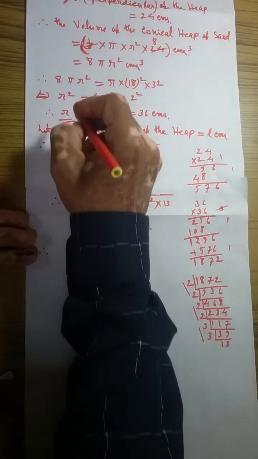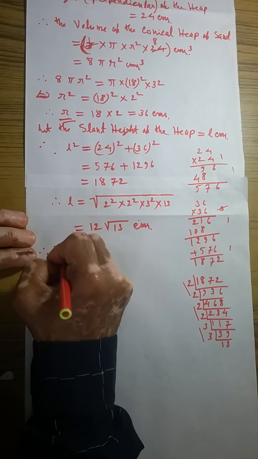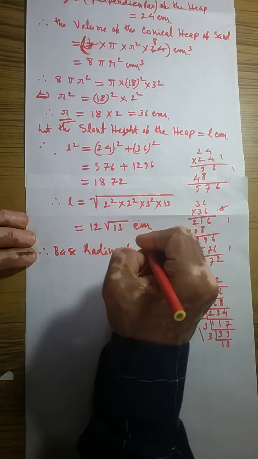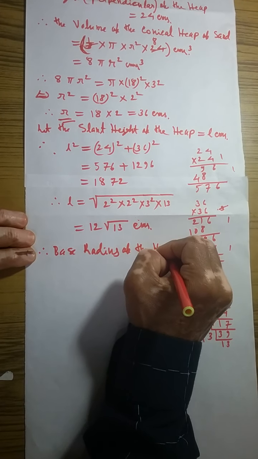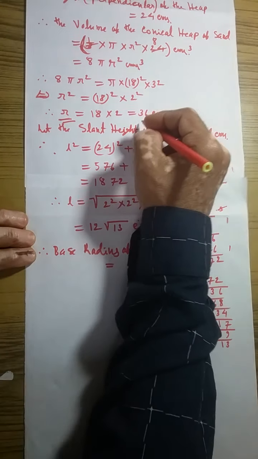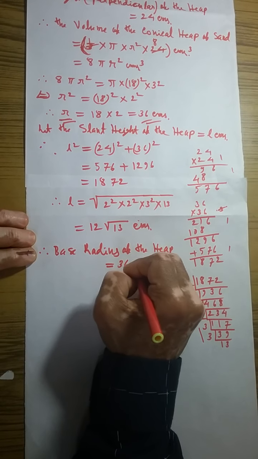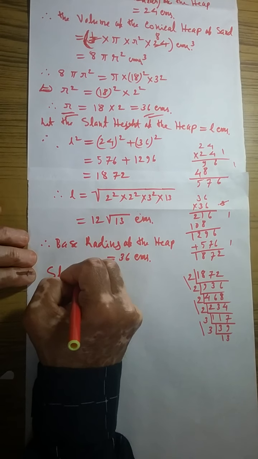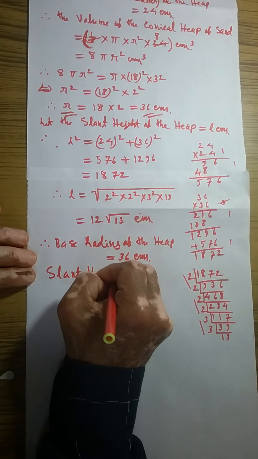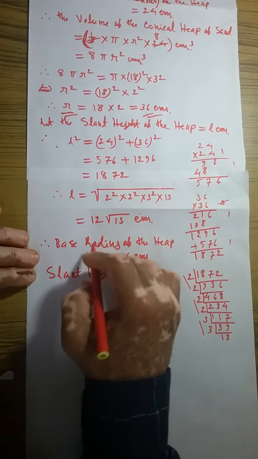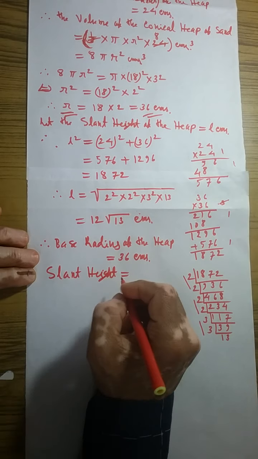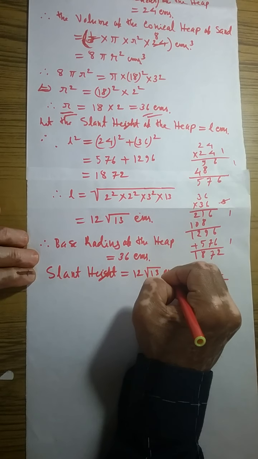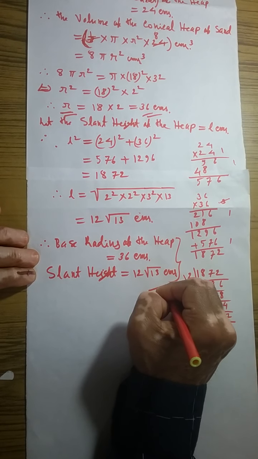Therefore the base radius of the heap is equal to 36 centimeters, and the slant height, which we have just determined, is equal to 12 square root of 13 centimeters. These are the answers.